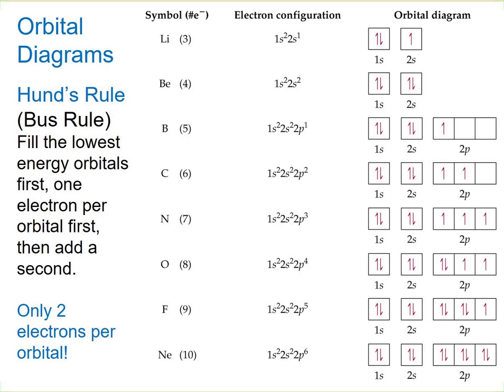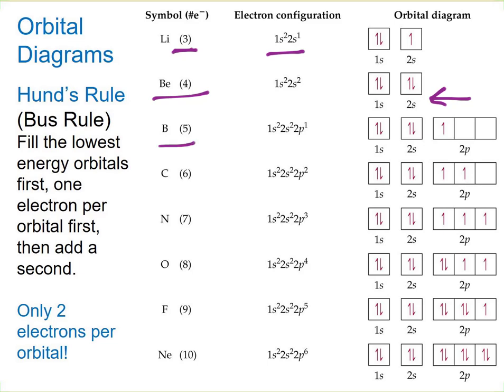So again, on that first one, lithium, it has 3 electrons. I'm going to write the electron configuration to help me out. So I'm going to have a 1s sublevel and a 2s sublevel. In my 1s sublevel, I have 2 electrons, so an up and then a down. And then in my 2s, I just have an up. In beryllium, there's 4, so that I have 2 orbitals that are completely filled.